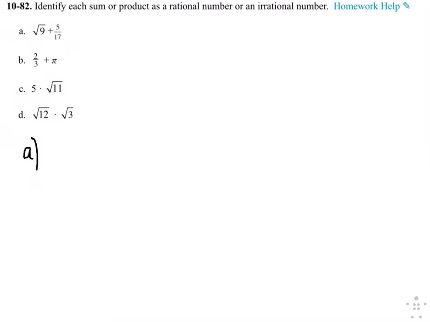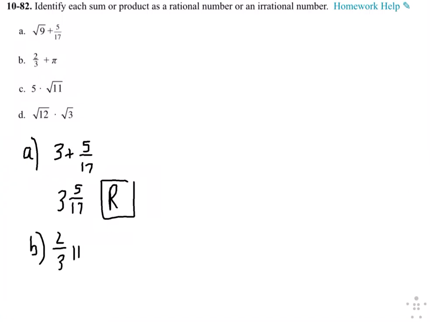So, A, we have root 9, but that's 3 plus 5/17. That's 3 as a mixed number. That's 3 and 5/17. That I can represent as a fraction, so therefore it is rational, right? Rational. I'm going to use R, right? All right.